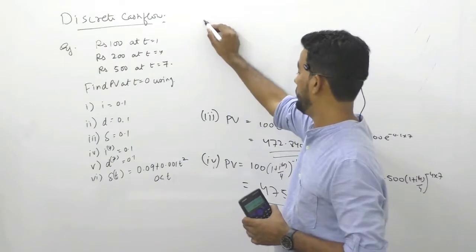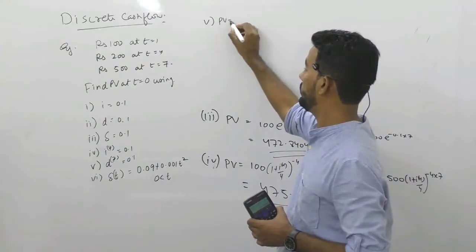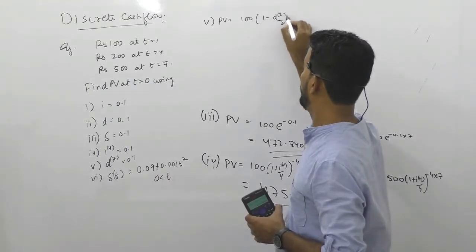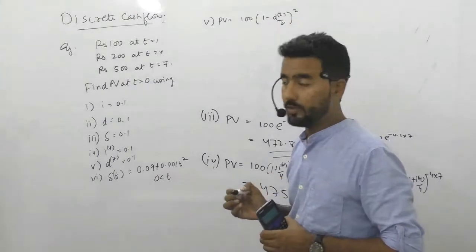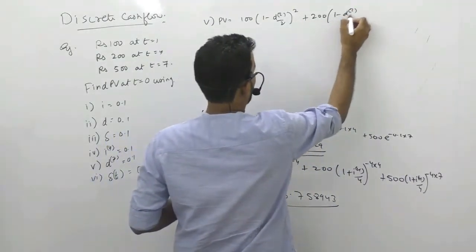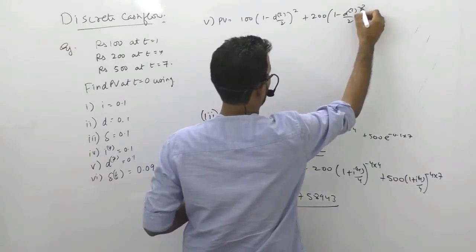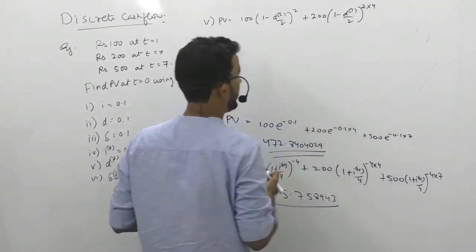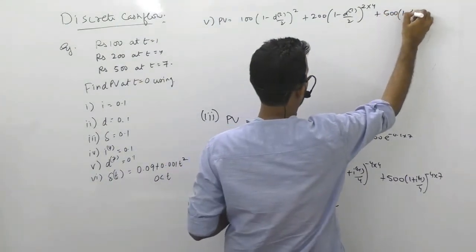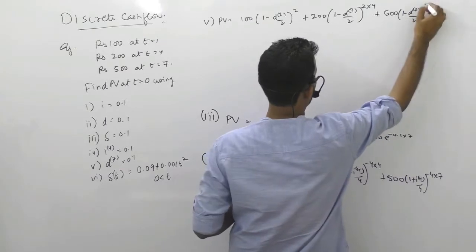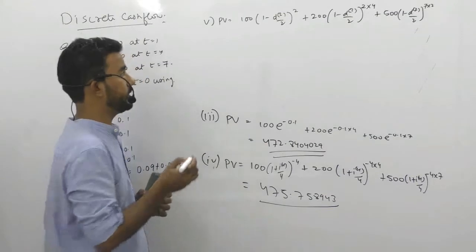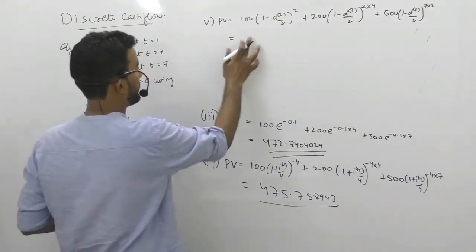So the present value for the 5th case should be 100 into 1 minus d2 by 2 whole raised to 2, as there are 2 half years in the first year. Then 200 into 1 minus d2 by 2 whole raised to 2 into 4, denoting 8 half years in 4 years, plus 500 into 1 minus d2 by 2 whole raised to 7 into 2, denoting 14 half years in 7 years. And then I can use d2 by 2 as 5% and get my answer.